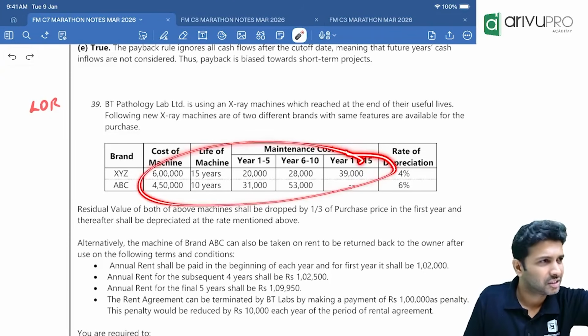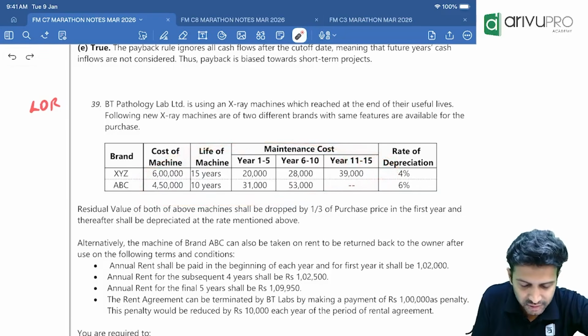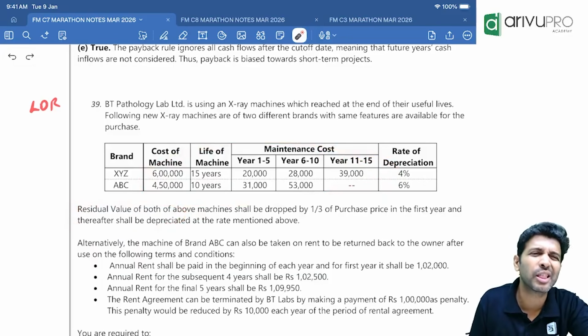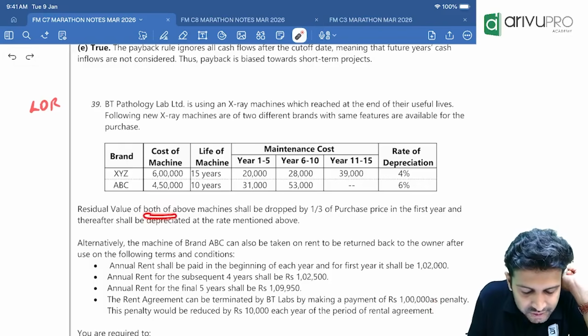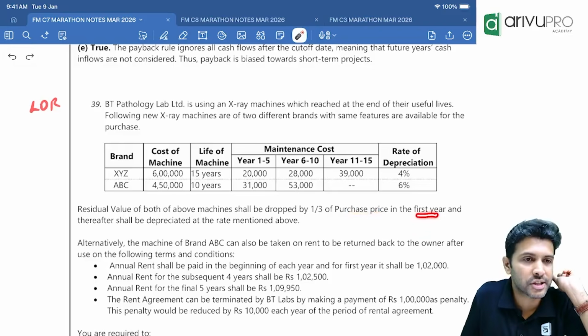No. If you want in this problem, you can, or maybe I'll come to that. Hang on. Maybe this alone I will read. This is one highlight of the question. This and EAC. Rest everything is lengthy. So observe everybody this. Residual value of both the machinery shall be dropped by 1/3 of the purchase price in the first year.